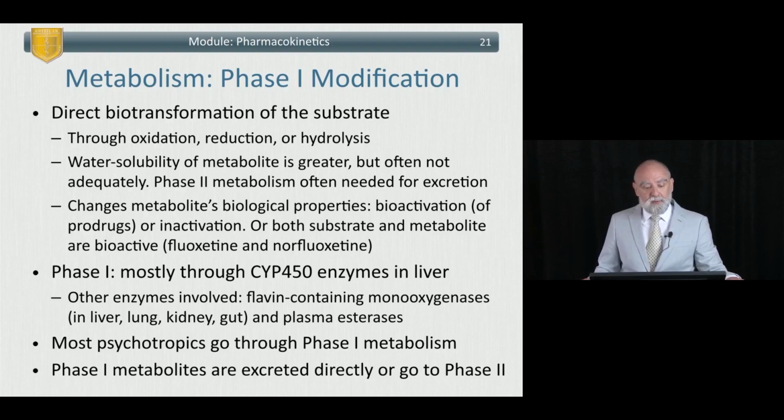But let's move on into metabolism now, and we begin with phase 1 modification. In phase 1, there's going to be direct biotransformation of the substrate, the drug, through a chemical reaction: oxidation, reduction, or hydrolysis. Now the metabolite is often more water soluble than the parent drug, on purpose. That's the reason for this biotransformation, in order to make it more easily excreted. However, phase 2 metabolism is often needed additionally for further excretion. So oftentimes the phase 1 metabolites will move through phase 2 metabolism.